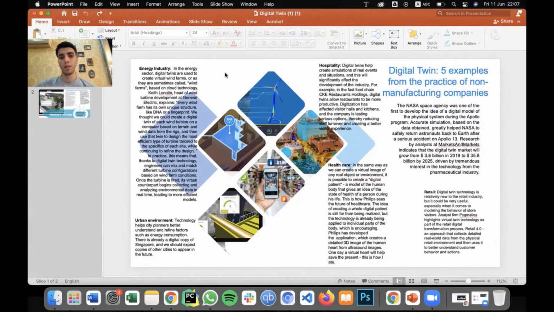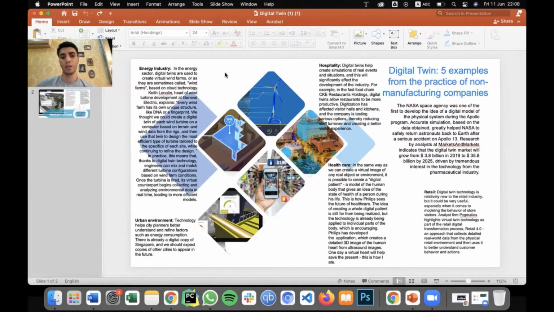Once the turbine is fired up, its virtual counterpart begins collecting and analyzing environmental data. Moreover, it's possible to create a digital patient model of a human body that gives an idea of the state of health. For example, Philips has developed an application which creates a detailed 3D image of the human heart from ultrasound images.